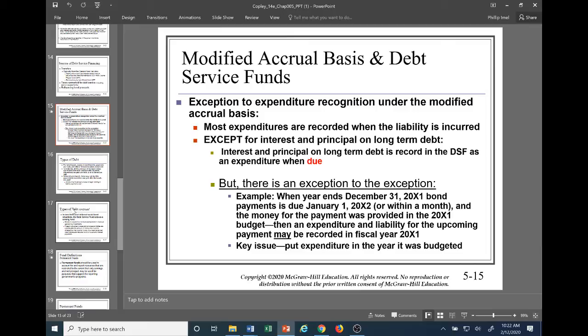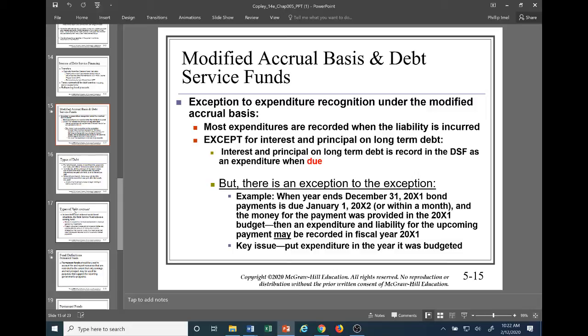Not when the liability is incurred, which is the other thing. It's when the interest and principal is due, and it's pretty simple if you think about it. When you think about debt, it has due dates. Expenditures are incurred when they are due, right? So not bad, but there is an exception to the exception.